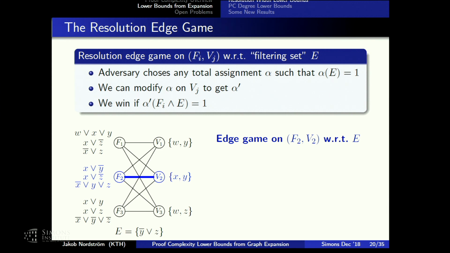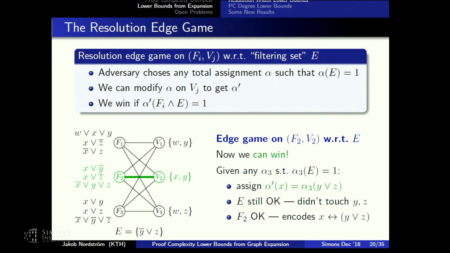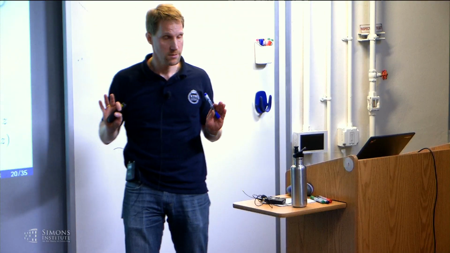Okay, so what about this edge? Here things are better, because the adversary goes first, and then whatever the adversary does, we just set x to be the OR of y and z. We're not touching y or z, so clearly we're not violating the filter. And if you look at what f2 says, it's just the encoding that x is the OR of y and z. So if you want to do resolution lower bounds, you want all edges to be of this type. Is this sort of clear?